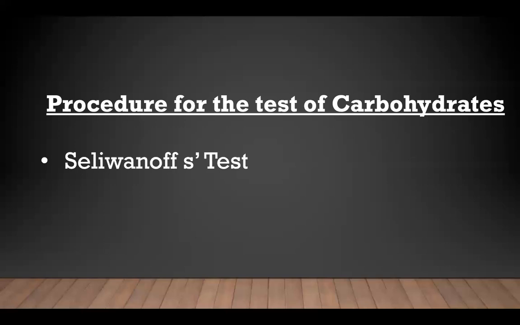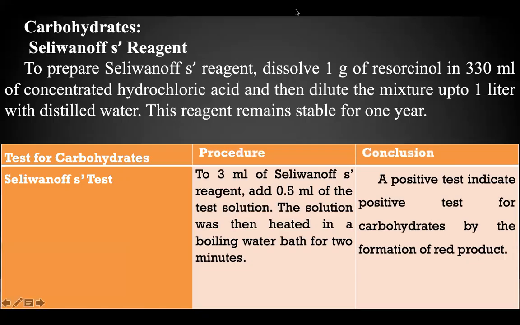Next is the procedure for the test of carbohydrates. It is Seliwanoff's test. First we will make the Seliwanoff's reagent. To prepare this, we will dissolve 1 gram of resorcinol in 330 ml of concentrated HCl and then dilute the mixture up to 1 liter with distilled water. This reagent remains stable for 1 year. You can use it anytime.